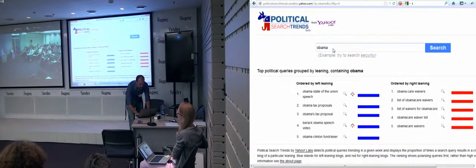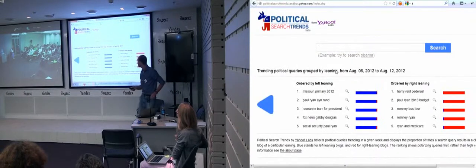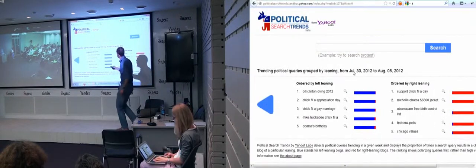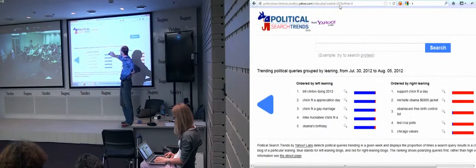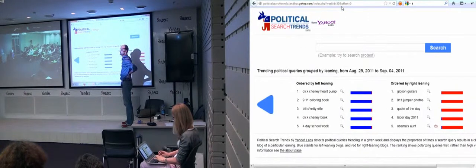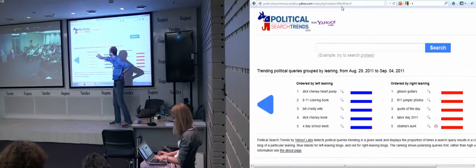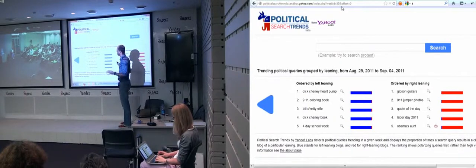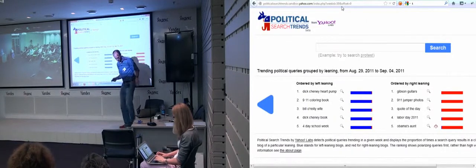I'll show you some other examples, also now for time. So there's this trending over time. Let's go to a particular week, admittedly not the most user-friendly search interface at the moment. This is now data for the week before the 9/11 anniversary last year, so early September last year. And these are trending political queries grouped by leaning. Let me show you some examples.